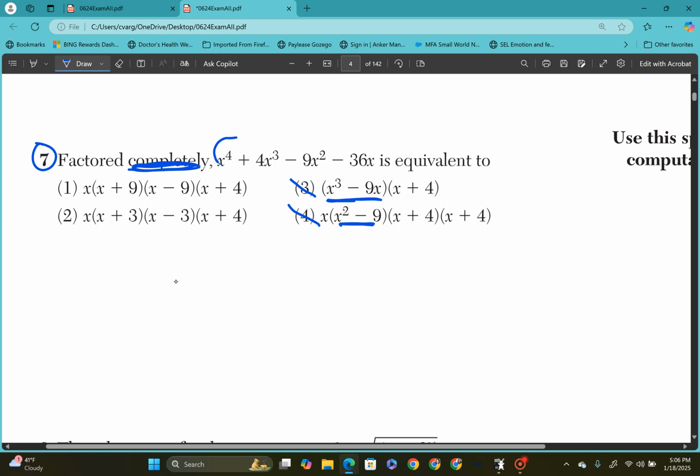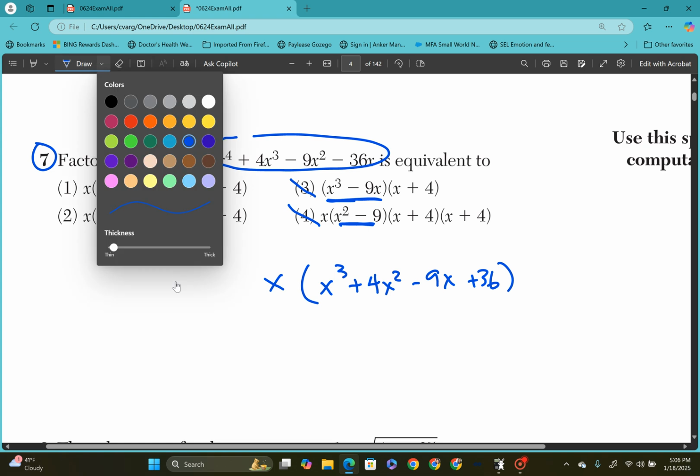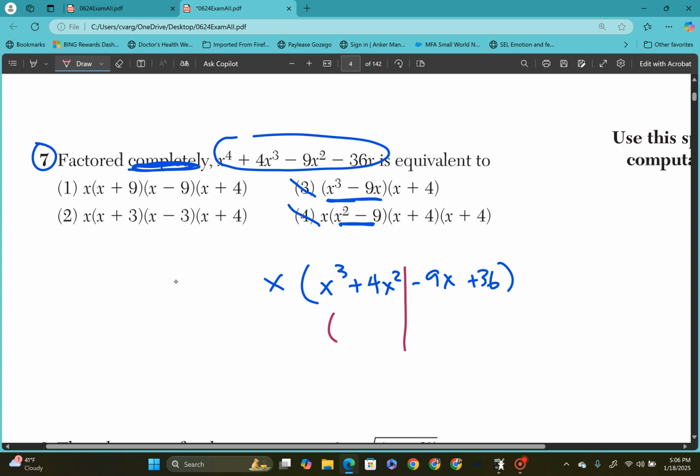I look at all of these and I see that x is my greatest common factor. So what's left? x to the third plus 4x squared minus 9x plus 36. Whenever I have four terms, I'm going to split it down the middle, factor the left, factor the right. So I can take out an x squared here, and what's left? An x plus 4. That means there's going to be an x plus 4 in here. So what's going to make this true? That looks like it's going to be negative 9. Yep. And so now I have x squared minus 9 and x plus 4.